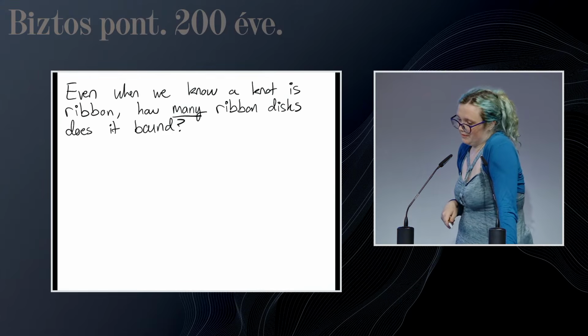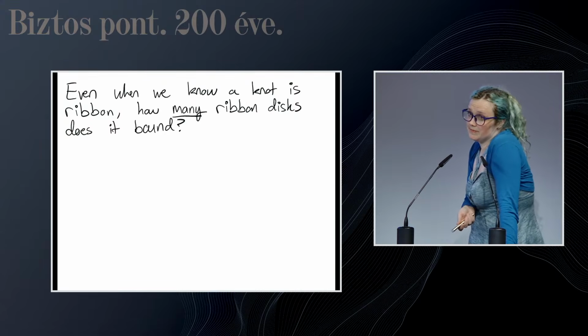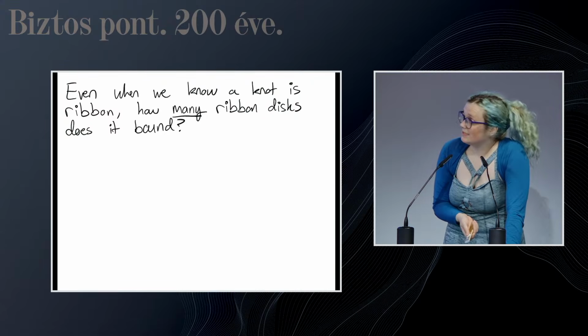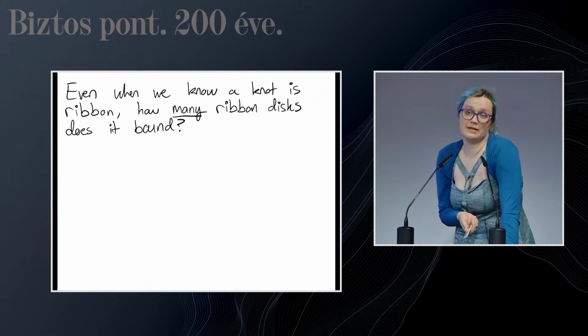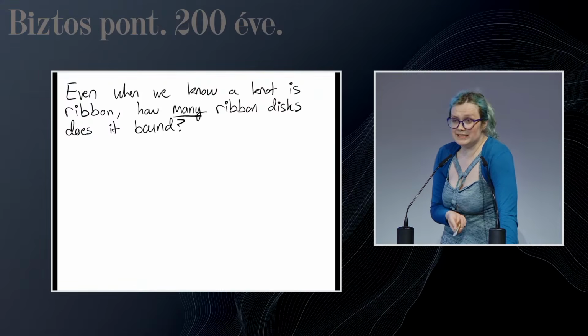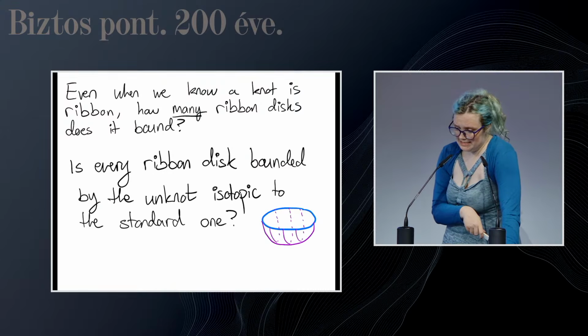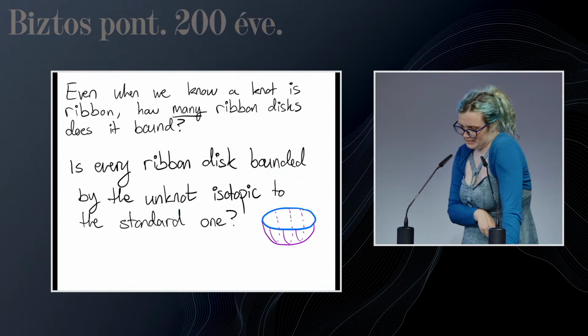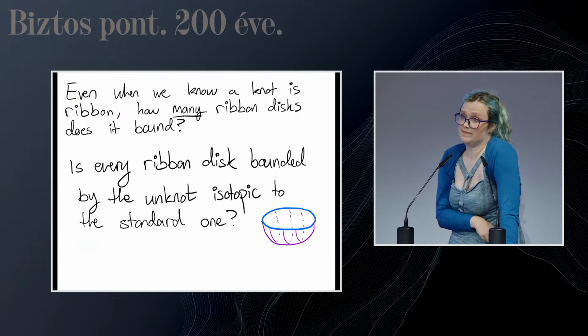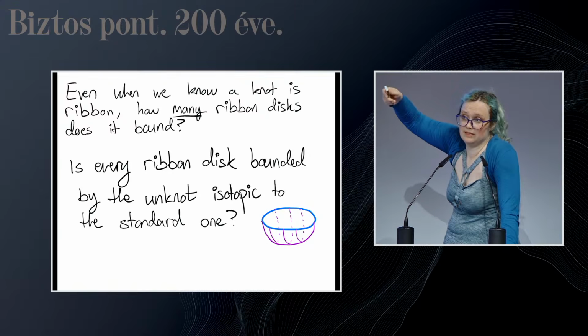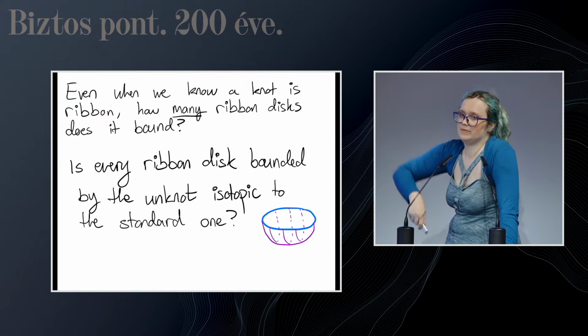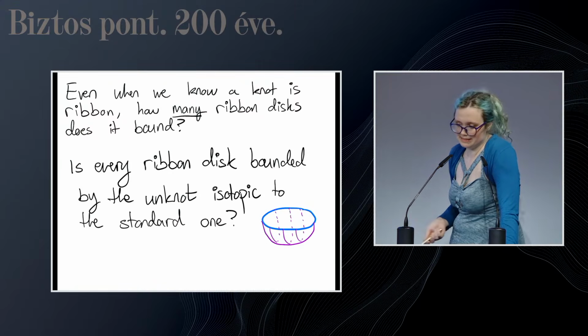Sick. So even when we know a knot is ribbon, something we could ask is, what is the structure of the set of ribbon disks? How many ribbon disks does it bound would be a good start. So let's restrict to the easiest case. Is every ribbon disk bounded by the unknot isotopic to the standard ribbon disk, which is the one that comes from S3, where the unknot bounds a disk, and you push it into B4 a little bit? That's the standard ribbon disk.